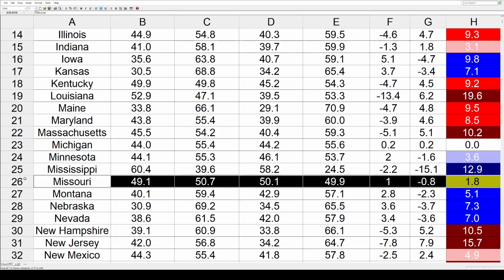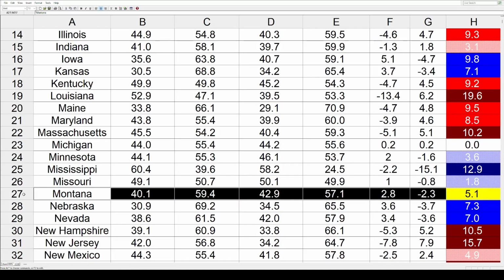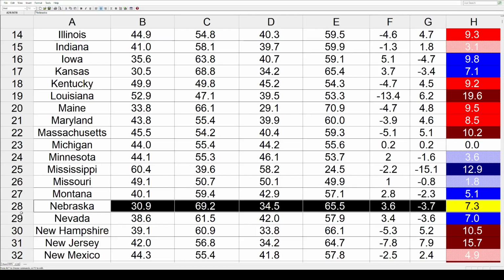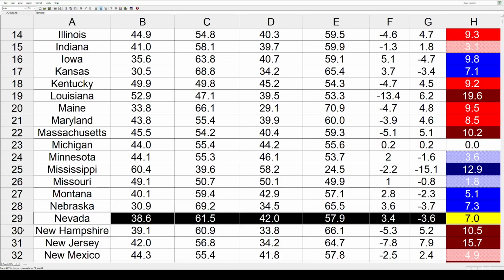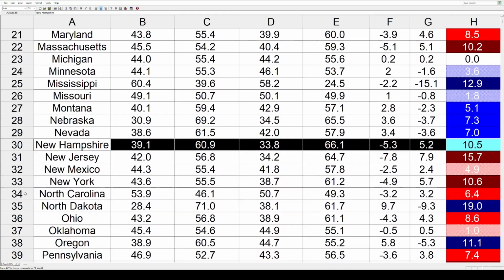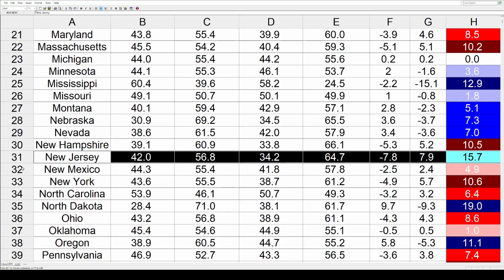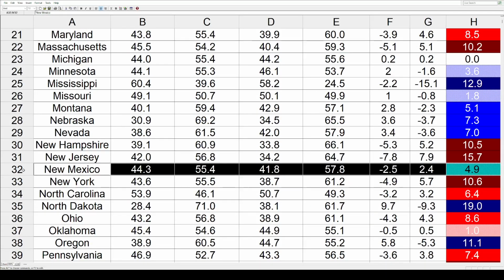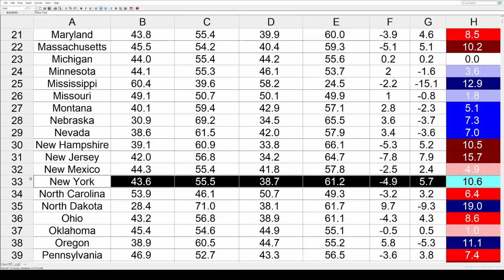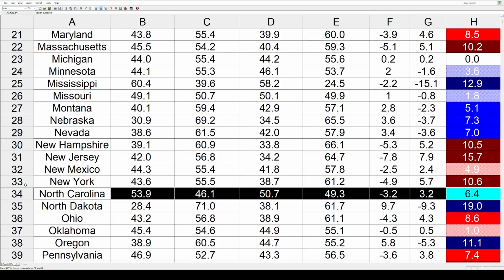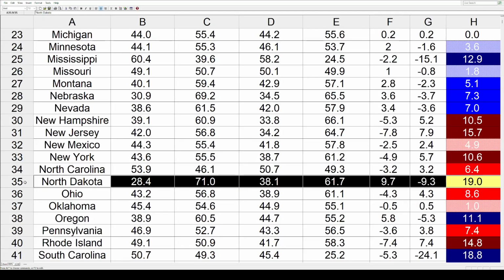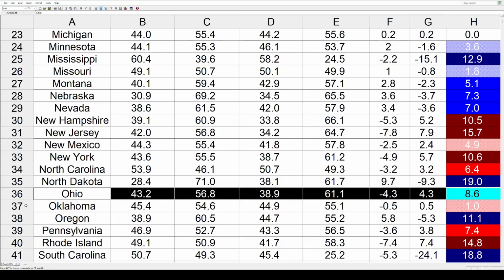Missouri, small blue shift of 1.8. Montana, blue shift of 5.1. Nebraska, 7.3. And Nevada, an even 7. New Hampshire, back toward the GOP by 10.5. New Jersey, another red shift of 15.7. New Mexico, a milder red shift of 4.9. New York back up to 10.6. And North Carolina by 6.4. North Dakota had a strong blue shift of 19%. Ohio went back toward the Republicans by 8.6.